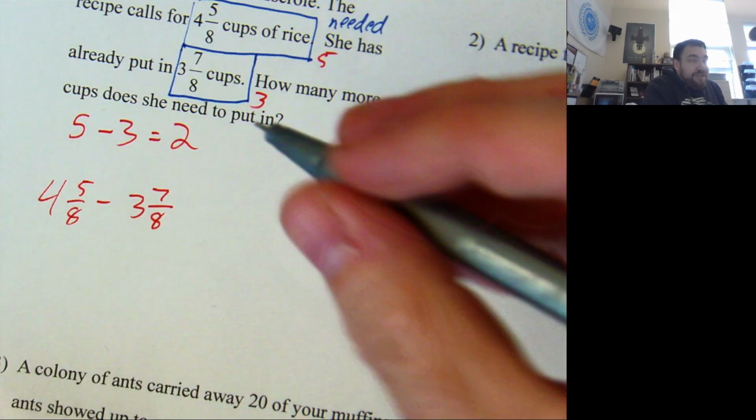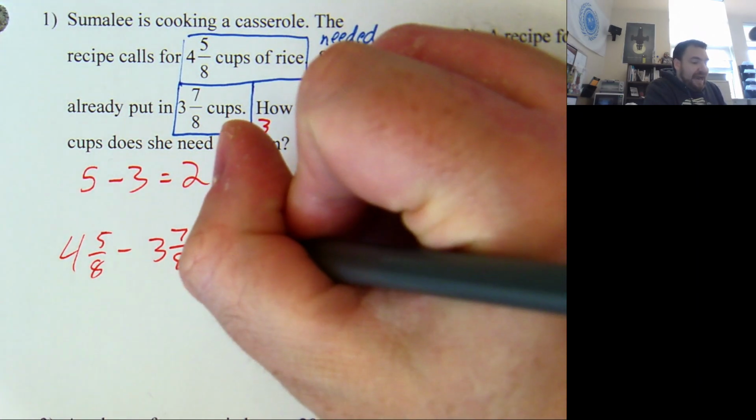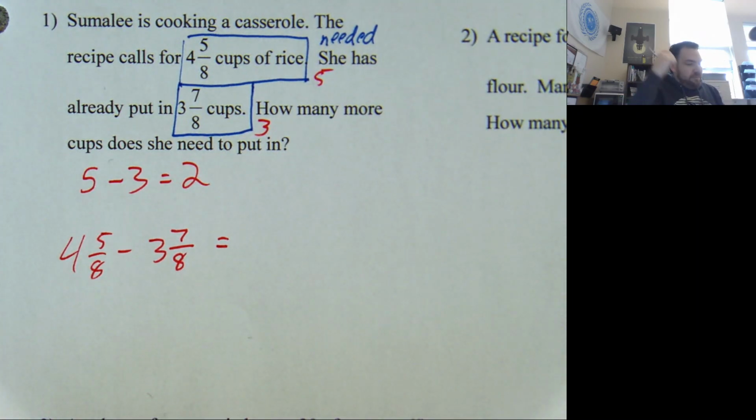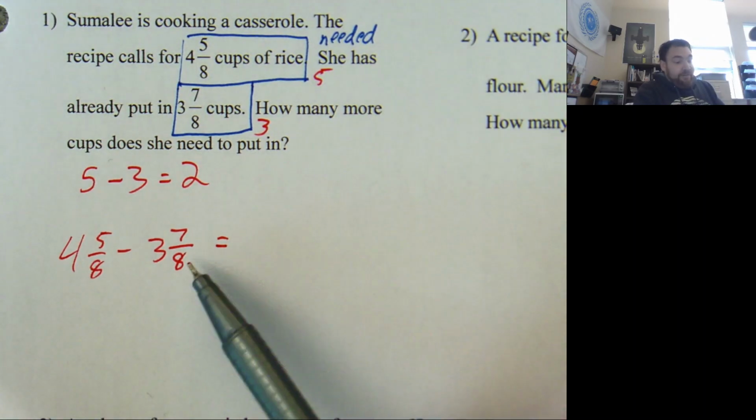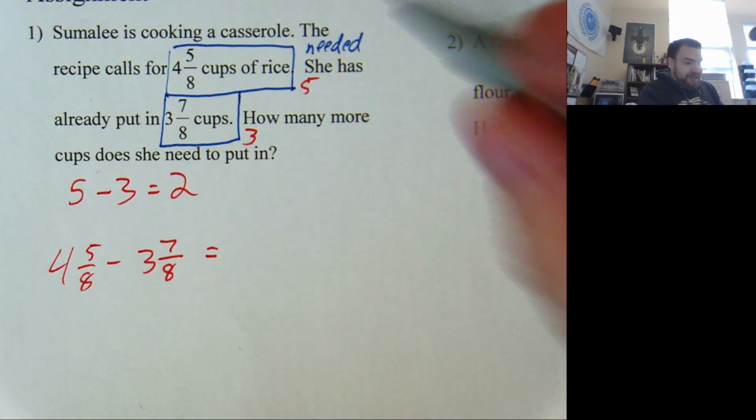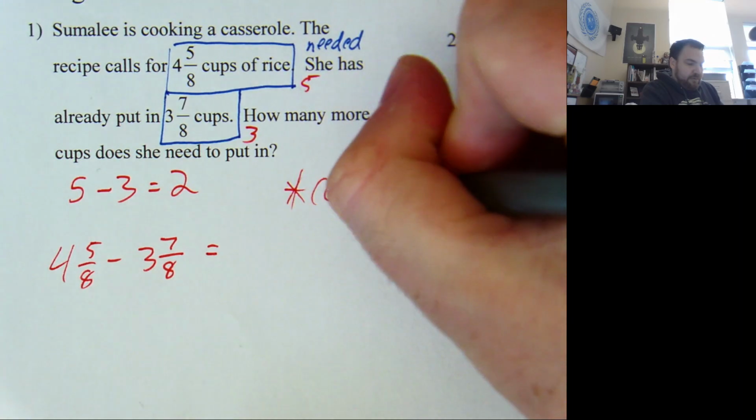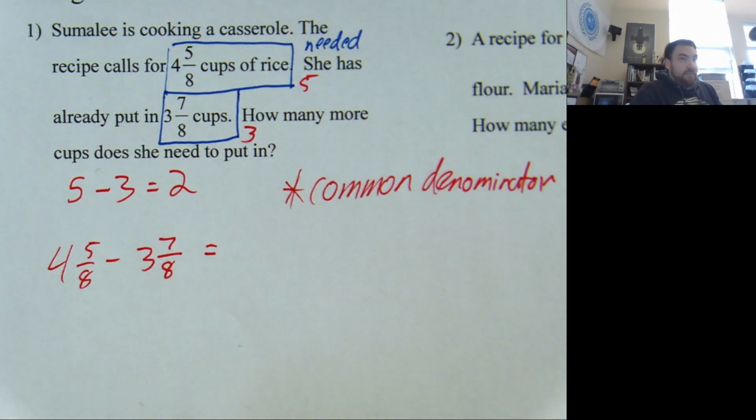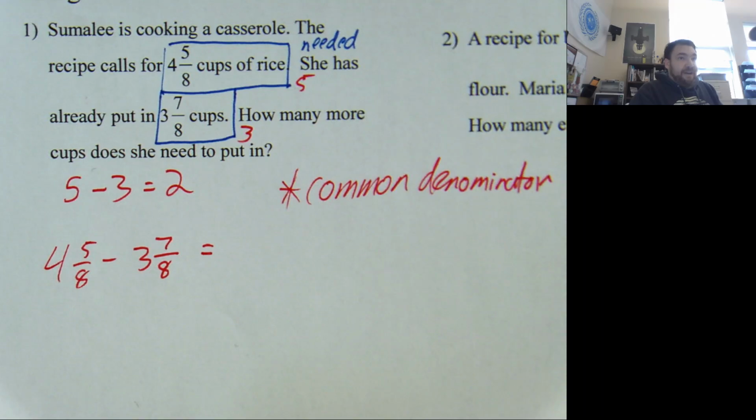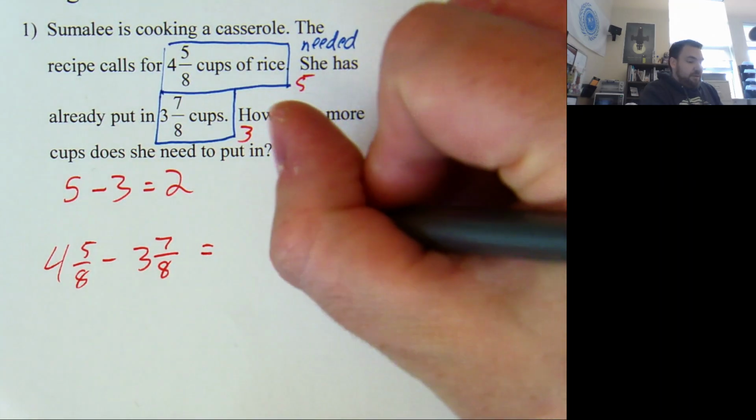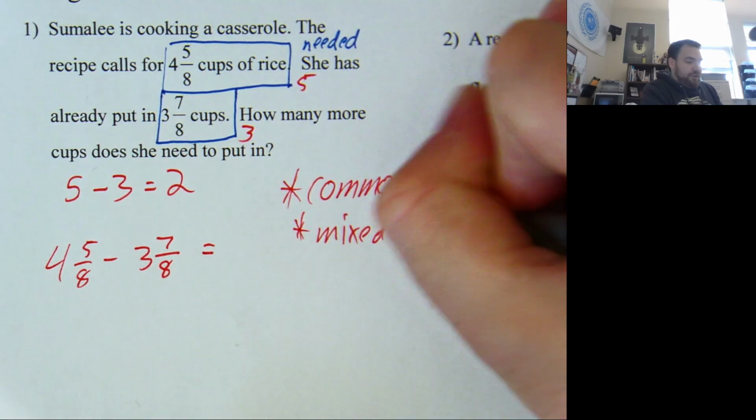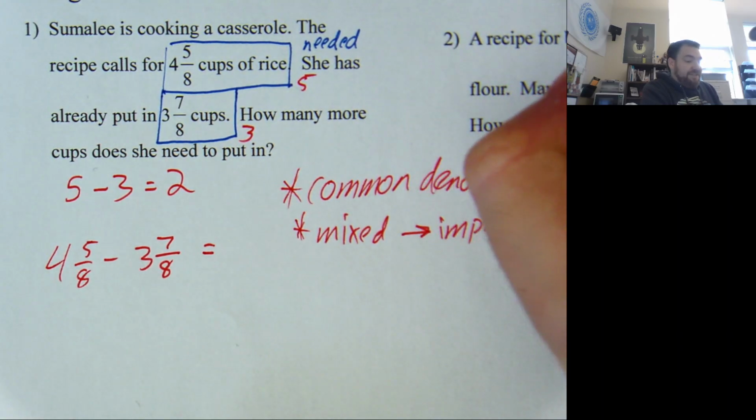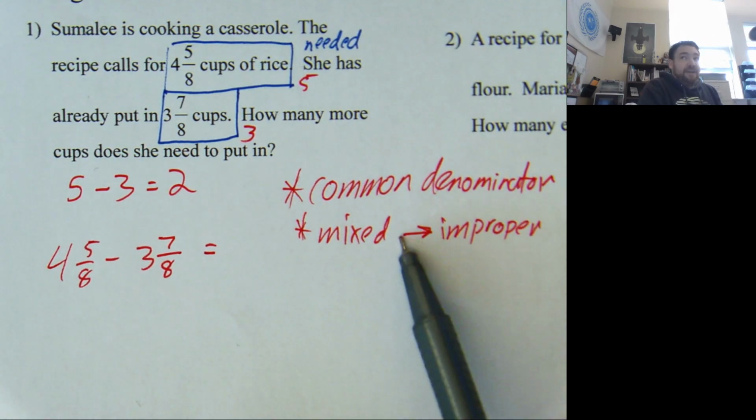But now when you lay this out, this is the kind of stuff that we've been doing for a good long time. How do I subtract fractions? They have a common denominator, which is nice. I would need a common denominator. What else do I have to do when I'm dealing with fractions? Yeah, Dakota? You betcha. Mixed to improper. Because the common denominator already exists, I just have to do the second one.